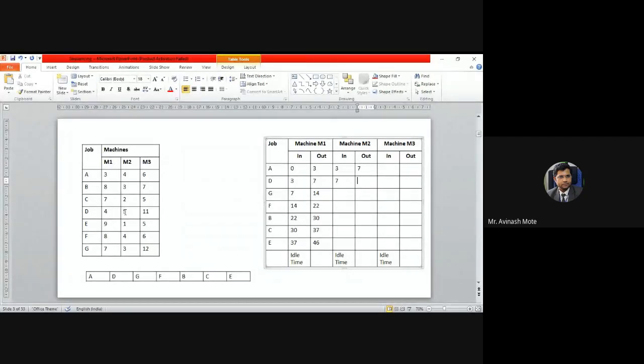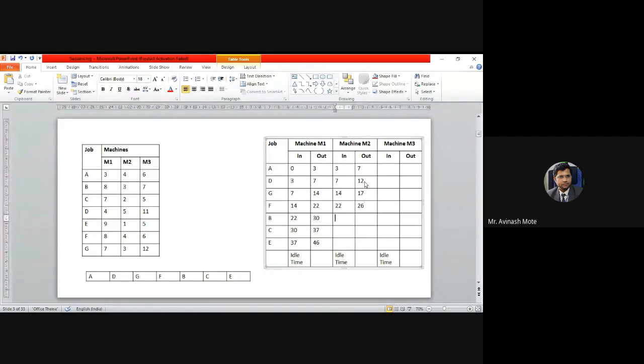12. Look here, 5 is the processing time, 7 plus 5 is 12. Okay, out of 12 and 14 I will take 14. G job processing time 3, 14 plus 3, 17, in. 22 out. F job out on M2, 26.